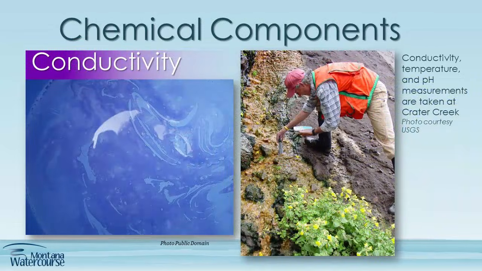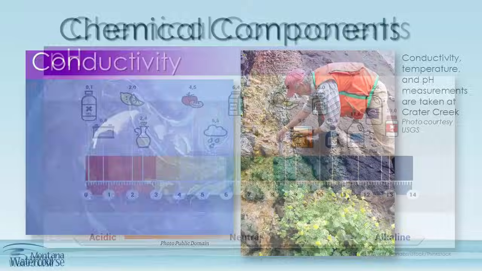Some pollutants, including nitrates and phosphates, are associated with water's conductivity. Conductivity is a measure of water's ability to pass an electrical current. It's a useful measure of water quality because a high conductivity reading could indicate the presence of a pollutant, such as a nitrate or phosphate, and warrant further testing.